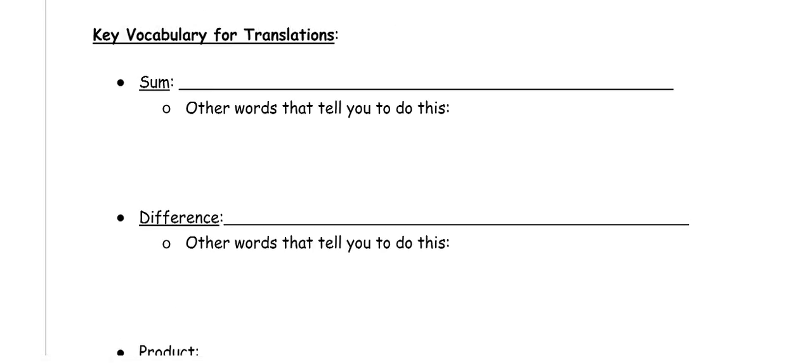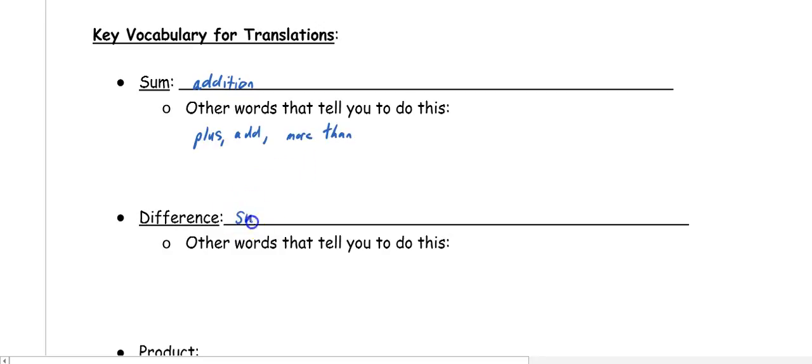So the first vocab word is sum. Sum is talking about our operation of addition. Other words that we can use for sum are also plus, add, and more than. The next vocab word is difference. Difference talks about our operation of subtraction. So other words that we can use for difference are also minus, subtract, or less than.